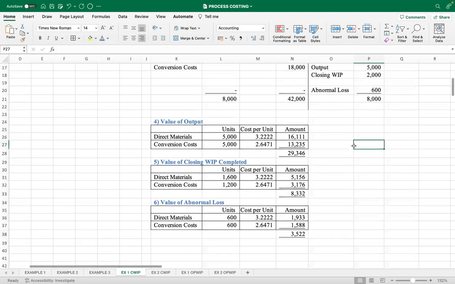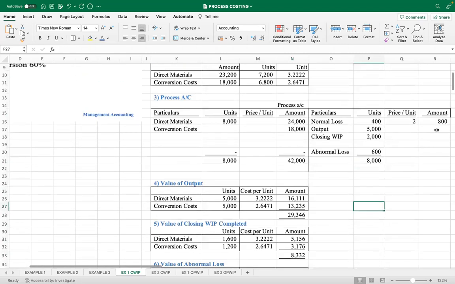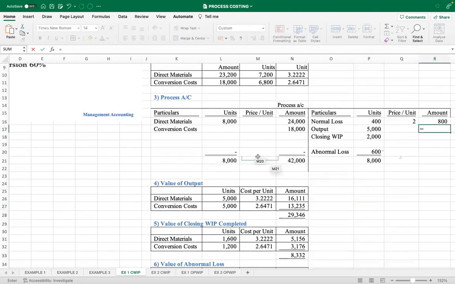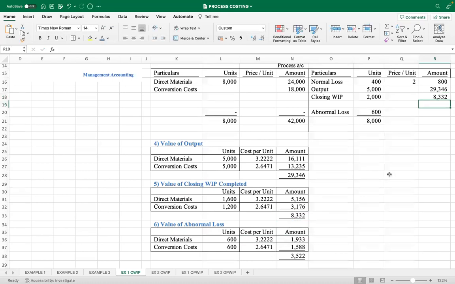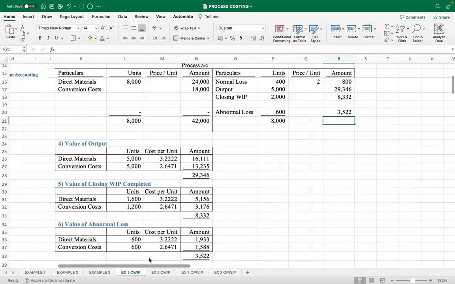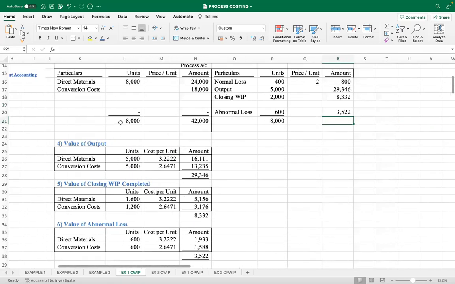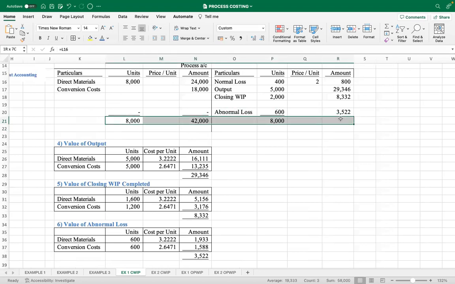Now, what are our total amounts? We already have them. Total amount of output is 29,000. Total amount of closing work in progress is 8332. And total amount of abnormal loss is 3552. So finally, we see if we were right or not. If we were right, it will balance. If we were not, it will not.